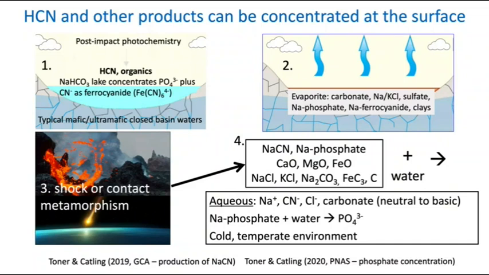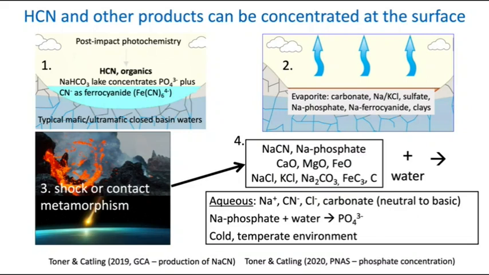A promising idea is concentration in bodies of water at the surface, namely lakes or ponds. In particular, sodium carbonate-rich lakes have properties that would concentrate both cyanides and phosphates. There have been experimental and modeling studies for anoxic chemical weathering in the presence of carbon dioxide of mafic rocks, that is to say, igneous rocks rich in magnesium and iron and low in silica, such as basalt. These indicate that acid is consumed, the carbonic acid, which increases the pH of solution.